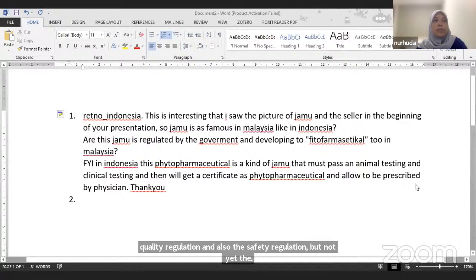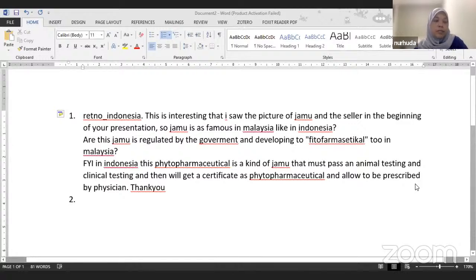But very recently the government introduced natural products with therapeutic claims. For these, they need to go through clinical trials up to phase 3. After the quality and safety, they need to continue through the three stages of clinical trial before they can claim that their products have a therapeutic effect. I hope I answered that question.